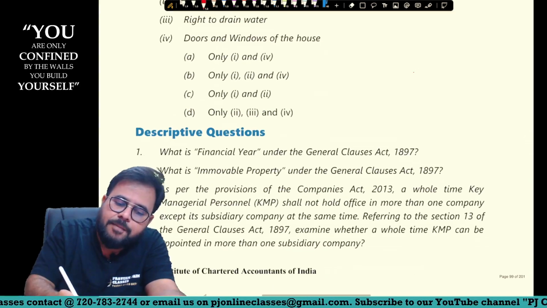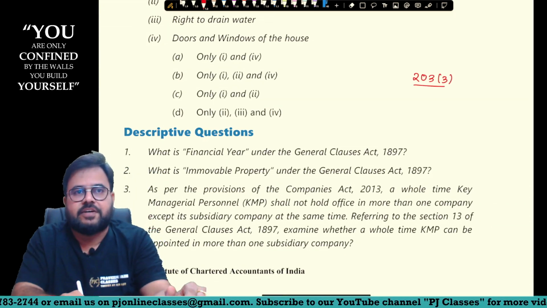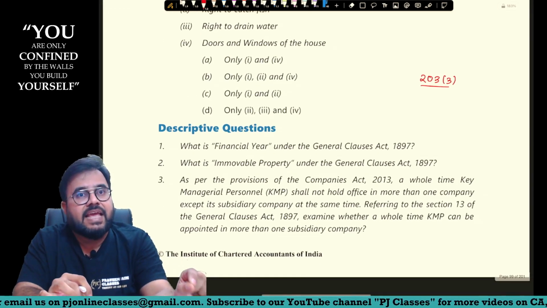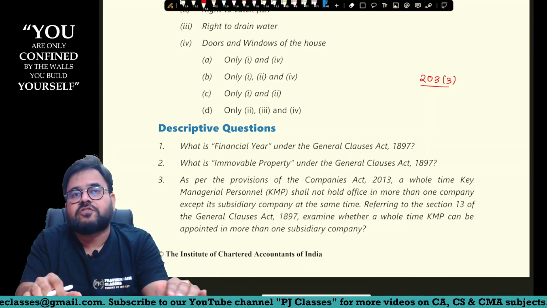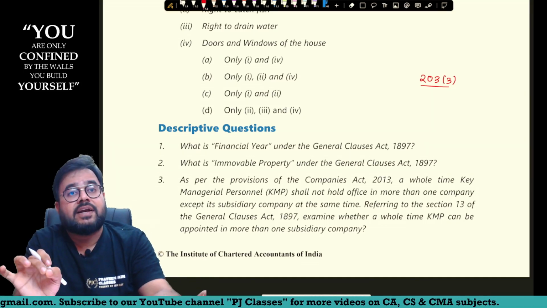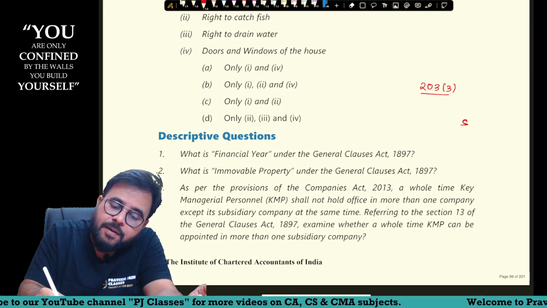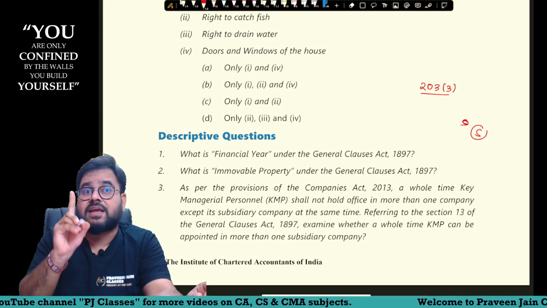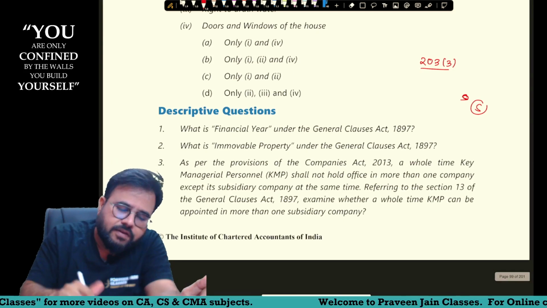Sir, in the Companies Act, if you see section 203 subsection 3, it is written that if a person is a KMP in one company, he can take the KMP position in another company provided that the other company is a subsidiary company. So the word used is that another company should be a subsidiary company. Company, singular was there, plural was not there, sir.